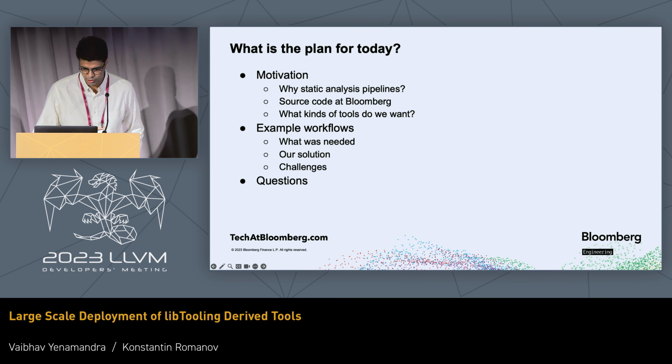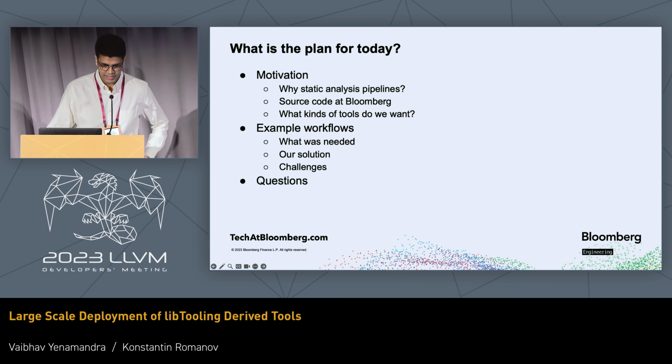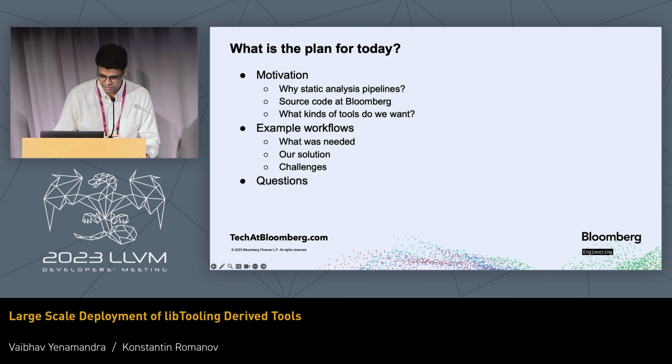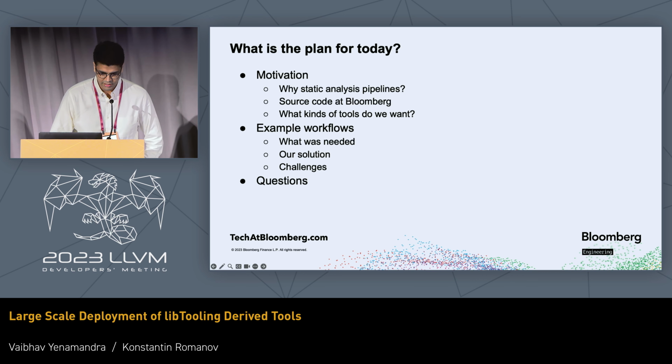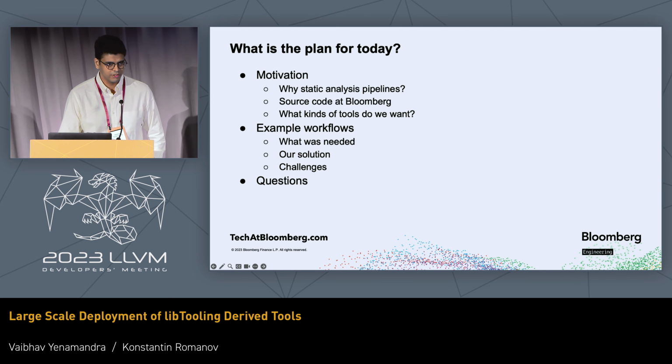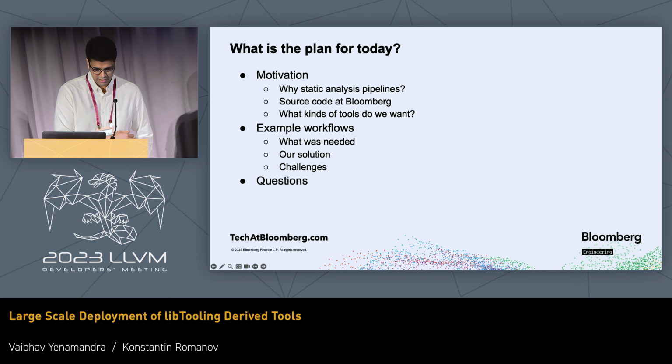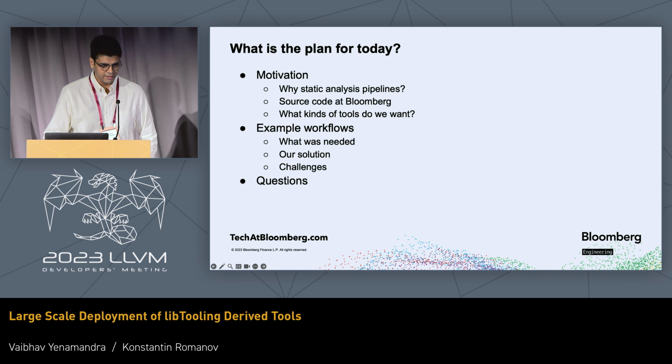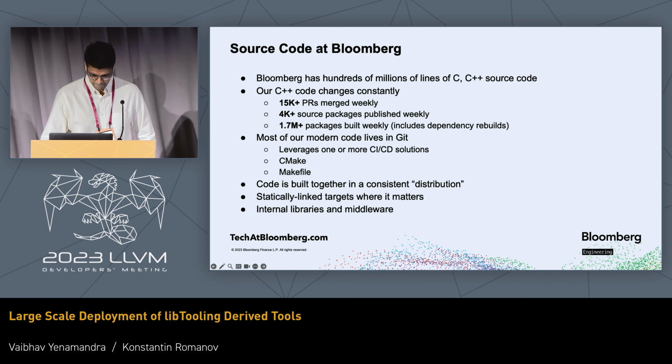So we'll start with some motivation behind this talk, beginning with why static analysis pipelines are valuable to us. Then we'll talk about some aspects of source code at Bloomberg, and roughly the kinds of tools that we want to use in this pipeline. Later on, there'll be a couple of examples. I'll take one. Konstantin will take one example, and there will be time at the end for questions.